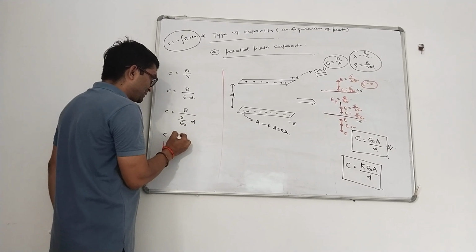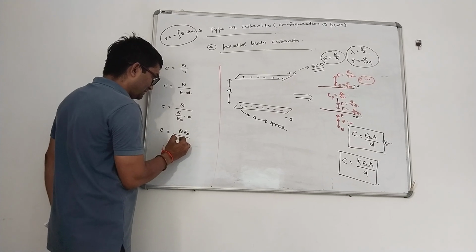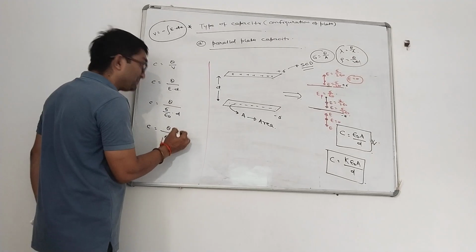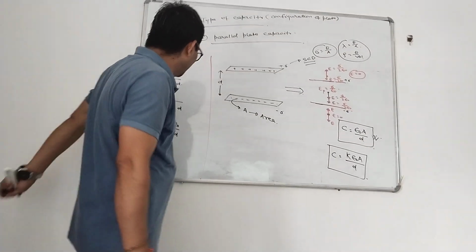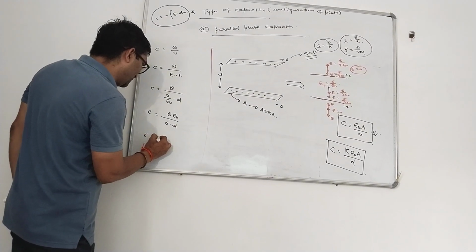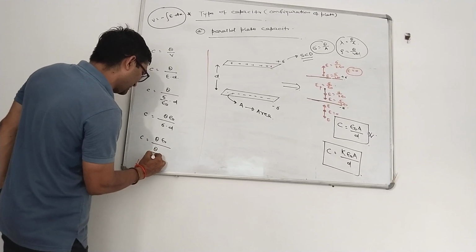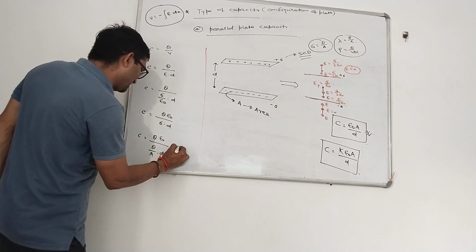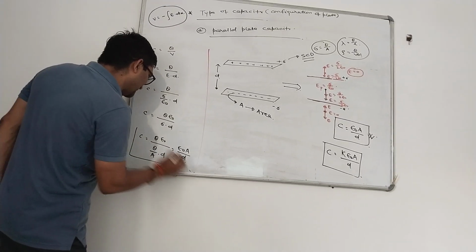So C becomes what? Q upon sigma D over epsilon naught. And sigma is equal to, I have already discussed, charge upon area. So it becomes C is equal to epsilon naught Q upon what? A into D. So it becomes epsilon naught A upon D. Basically this is the derivation.